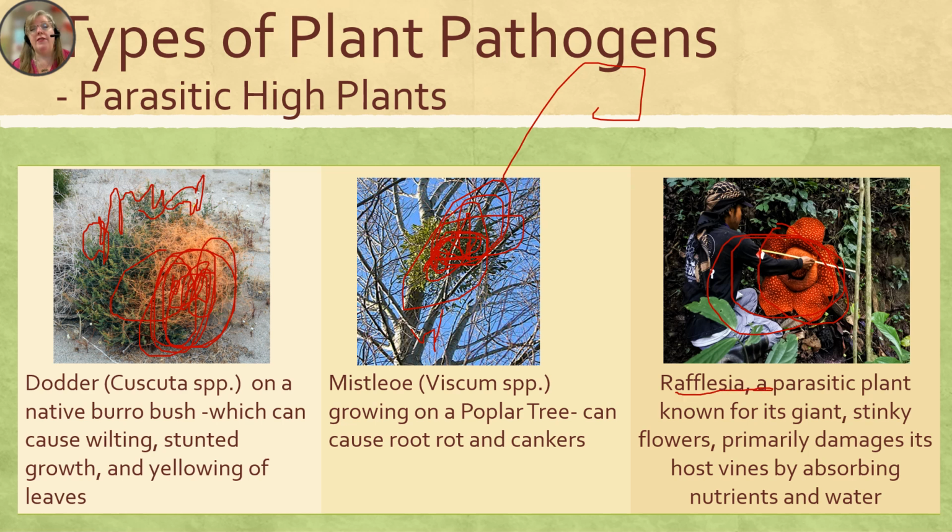Rafflesia is a parasitic plant known for its giant stinky flowers. They are real stinky because the pollinators for this plant are flies. Flies, not butterflies, not bees, flies, buzzing, nasty flies. And so this flower smells like poop on purpose, so it can draw flies as its pollinator. It's the most disgusting thing in the world. But it's another parasitic plant. It's going to damage the host vines by absorbing nutrients and water out of the vine that it's trying to grow off of.